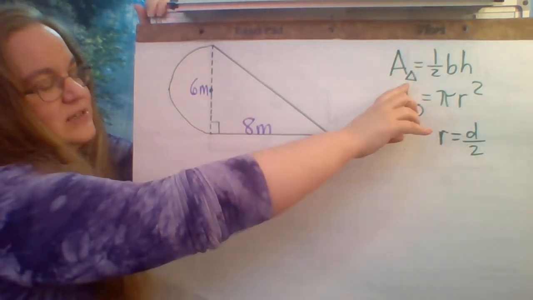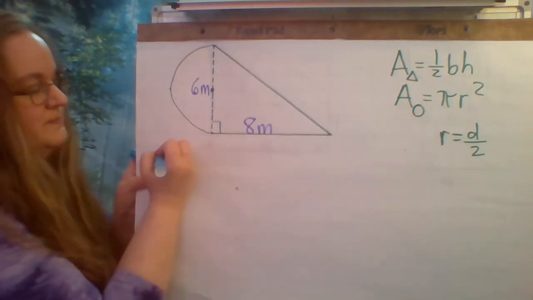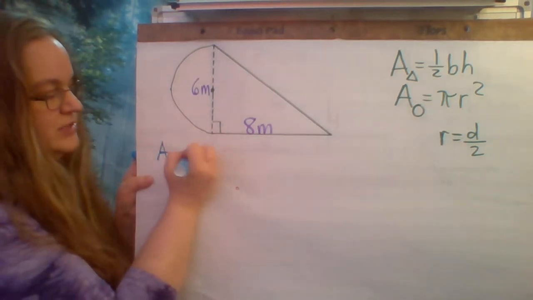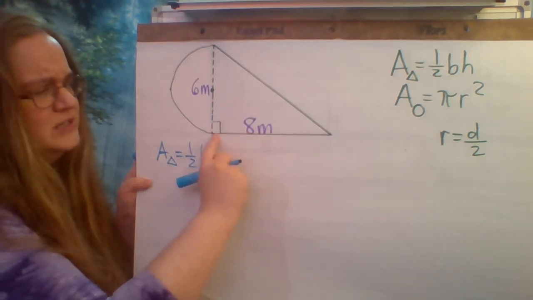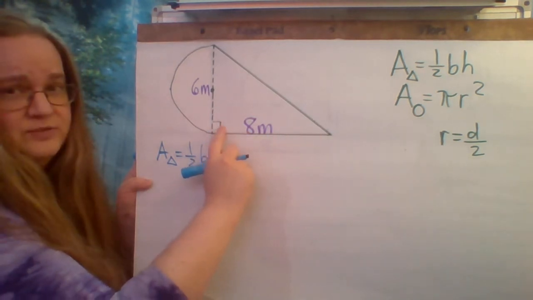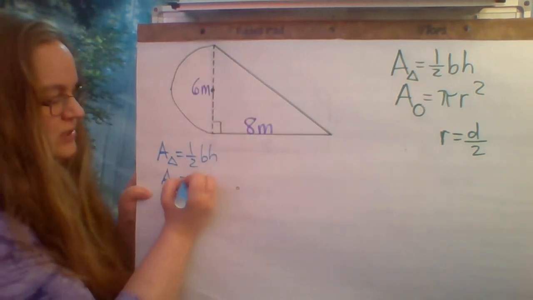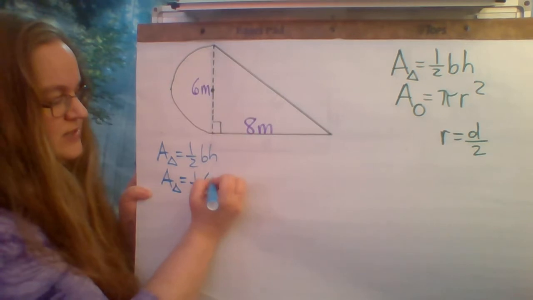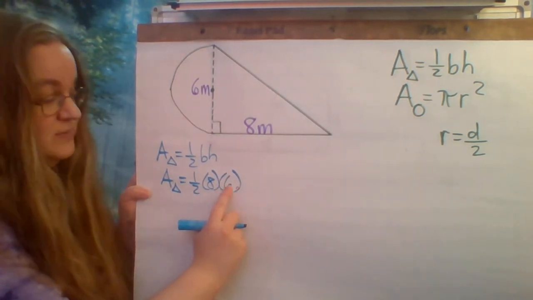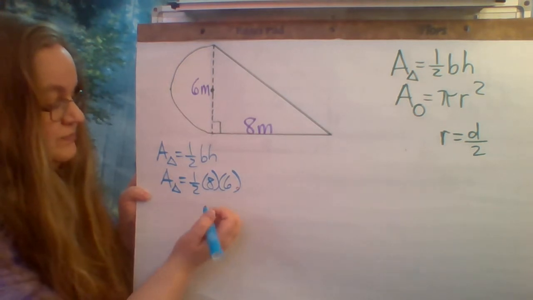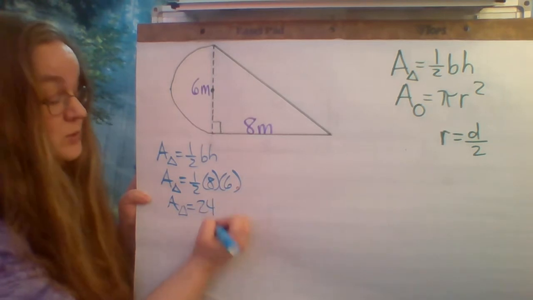So if you take a look, the formula for the area of a triangle, let's go ahead and start with that one. The area of a triangle is 1/2 base times height. So if I take a look, 8 is my base. Here's my right angle for the triangle, and my height would be 6. So I just substitute in the values. 1/2 times 8 times 6. Half of 8 is 4. Times 6 is going to be 24. So the area of the triangle is 24.